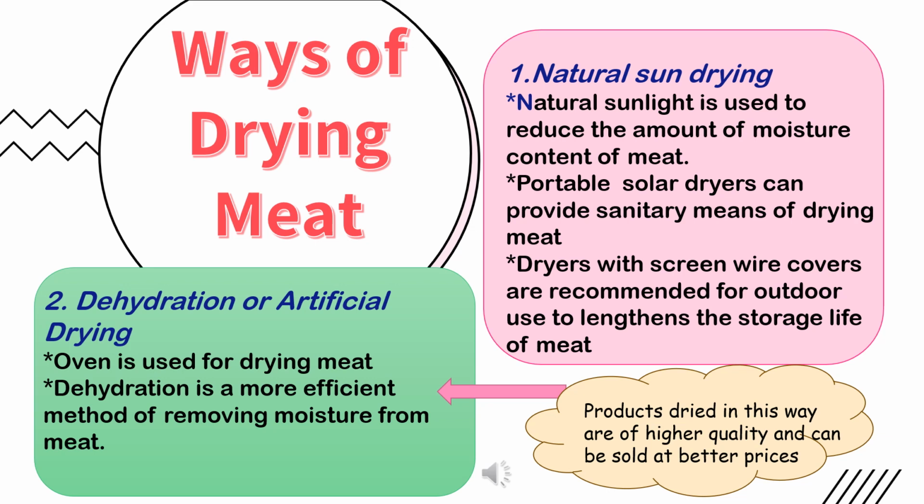2. Dehydration or artificial drying. An oven is used for drying meat. Dehydration is a more efficient method of removing moisture from meat. Products dried in this way are of higher quality and can be sold at better prices.